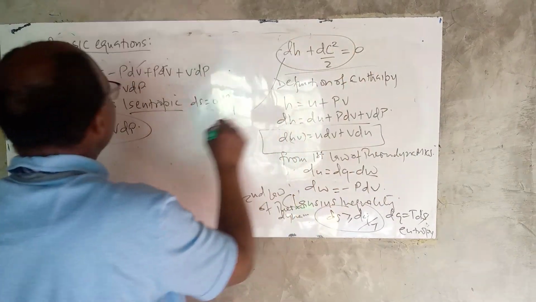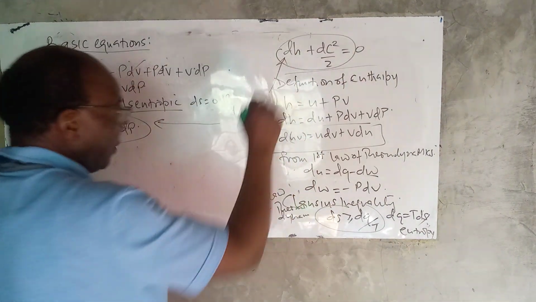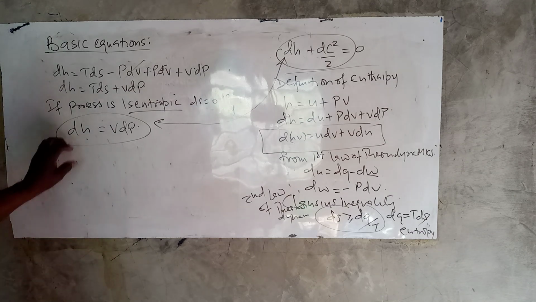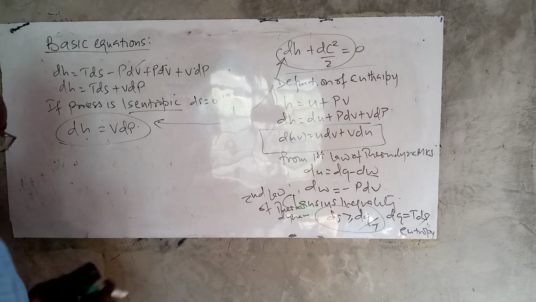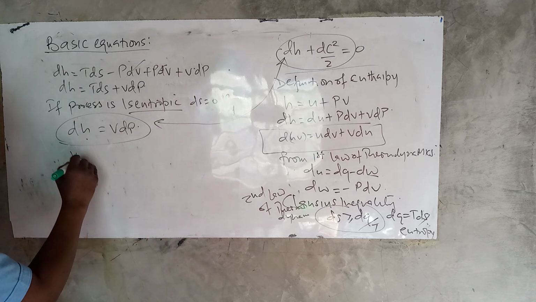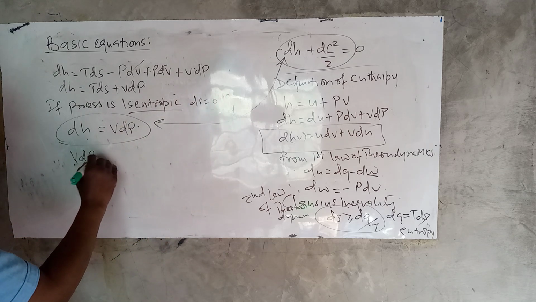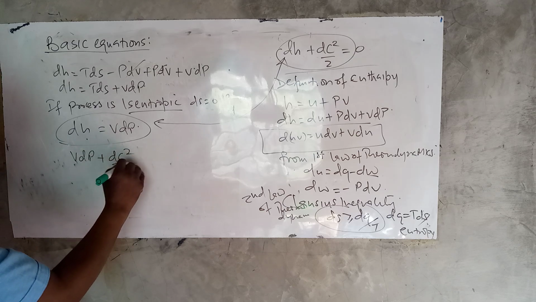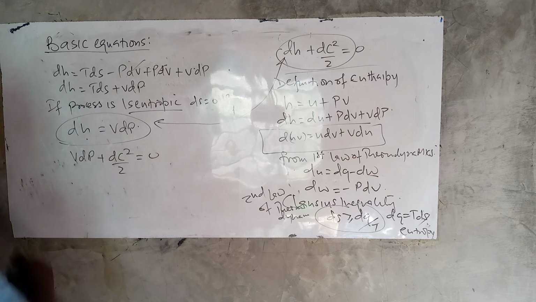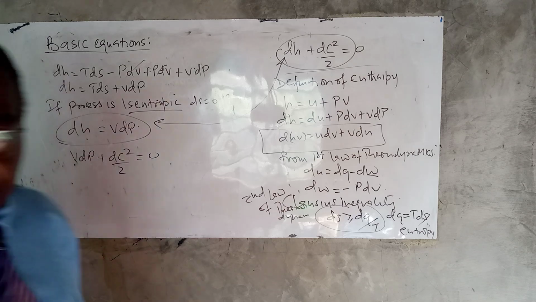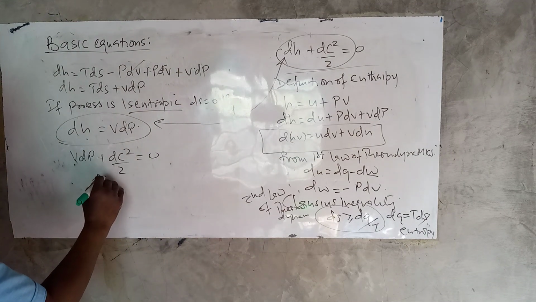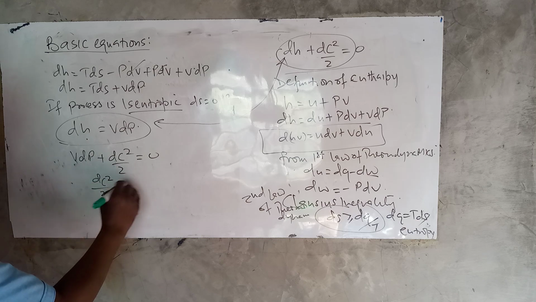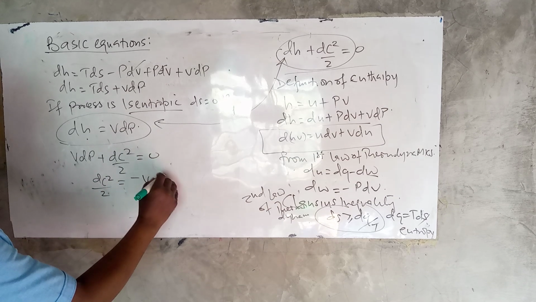And so if we link this particular equation with that particular equation there, in other words, in place of dH we can put VdP, then we will have VdP plus d(c squared over 2) equals 0. If we rearrange that very simple equation, then we see that d(c squared over 2) is equal to minus VdP.